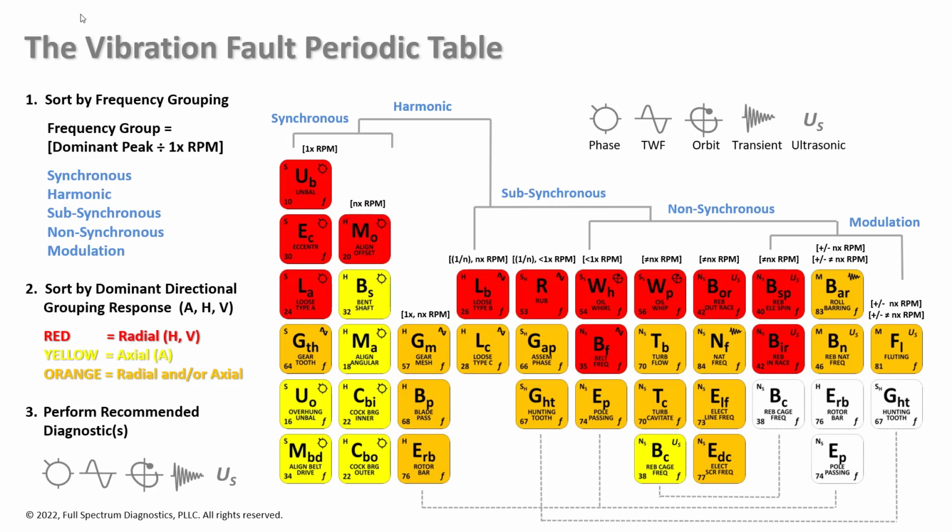Our second sorting mechanism is the dominant directional response. The red blocks on the table indicate a radial fault, either horizontal or vertical. The yellow blocks are axial faults. The orange blocks can be radial or axial.